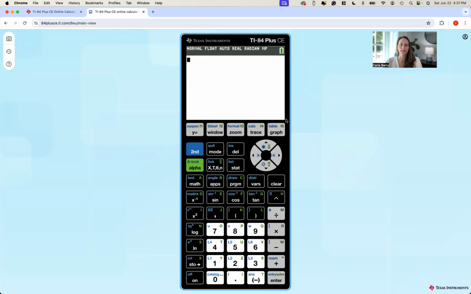Or does everyone know that? Does anyone not know how to do that? I see one hand. Okay, so we're going to do it even for one because there are going to be students watching this recording back. So we're going to go to y equals, and I'm just going to put in x squared minus 6. And I get this parabola.